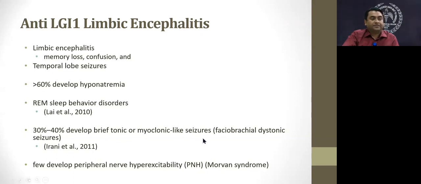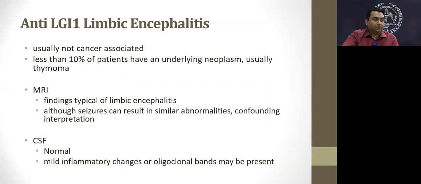Another characteristic finding in LGI1 limbic encephalitis is the faciobrachial dystonic seizure, found in more than a third of the affected people, where there's a brief tonic or myoclonic-like seizure. This can be neither stated as completely a seizure, nor ruled out as purely a dystonia, because it has imaging findings, probably involving the basal ganglia, and also has seizures seen on the EEG. A few of these patients also have peripheral nerve involvement, that is peripheral nerve hyperexcitability. So the combination of CNS involvement and peripheral nerve hyperexcitability is Morvan syndrome.